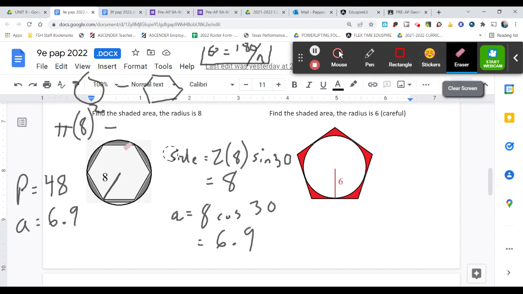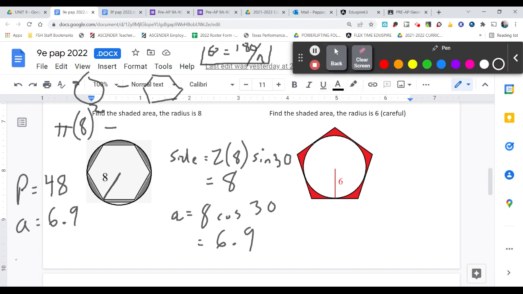What'd you get for the final answer for the hexagon? Okay, so the area you said, Preston, is 48 times 6.9 divided by 2, and you said it was 166.3? Okay.